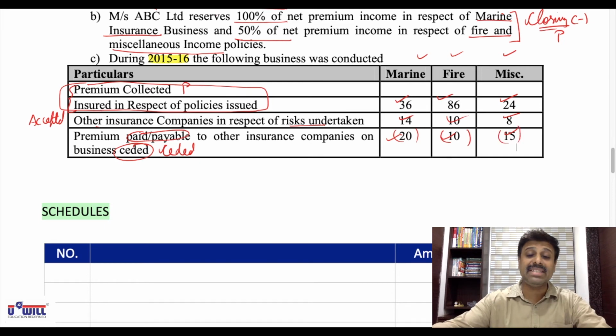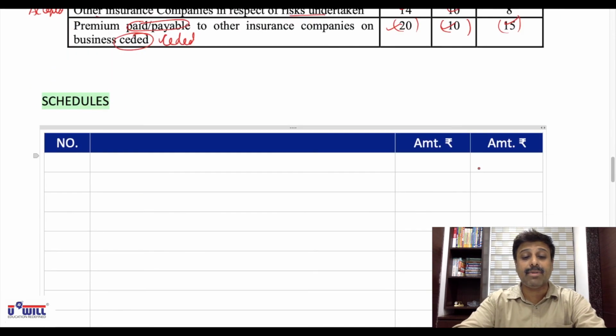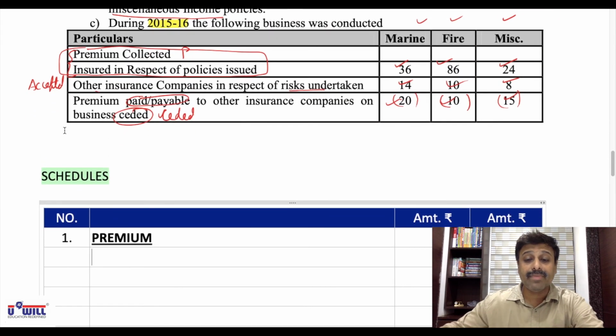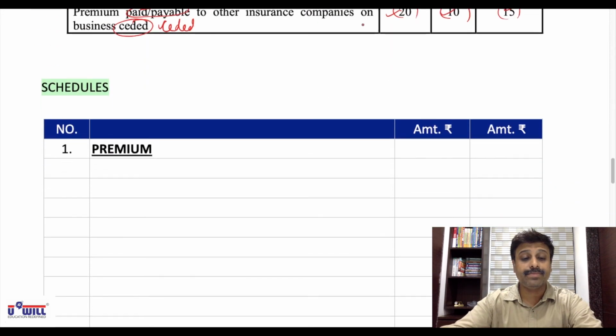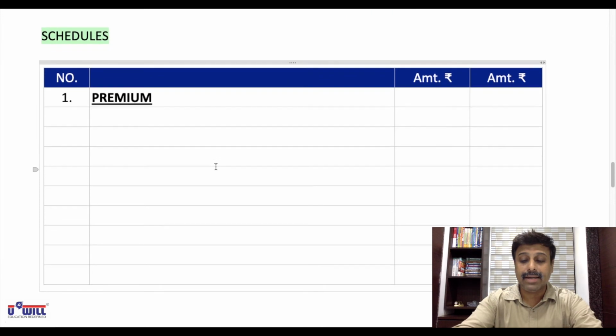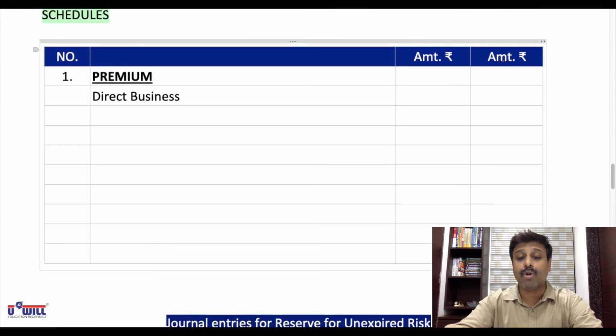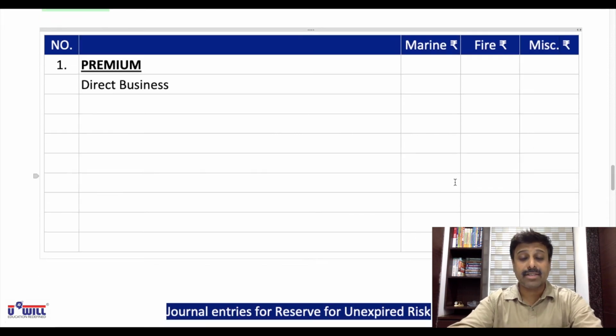So here we have to make only the schedule related to premium income to understand the concept of reserve for unexpired risk. So all of you write down schedule number 1, premium income. Now very first we'll start with the premium, direct business. Direct means this first one. So all of you write down premiums, direct business. In that we will record 36, 86 and 24. Make it in 3 columnar form. All of you pause the video and make the columns. I hope all of you would have done this 3 columnar schedule.